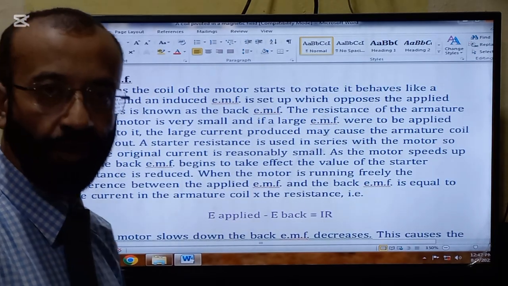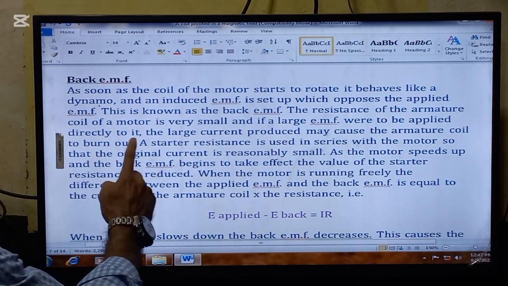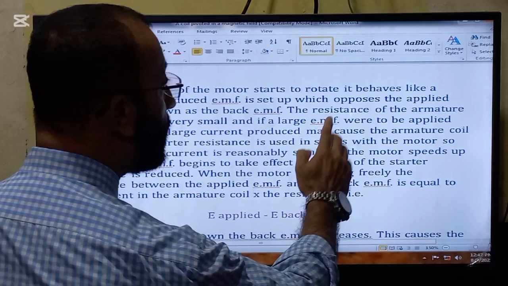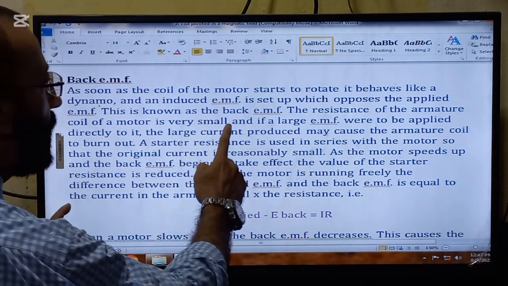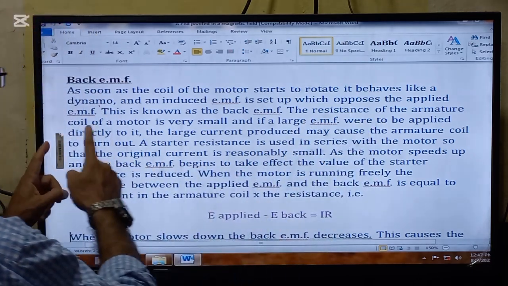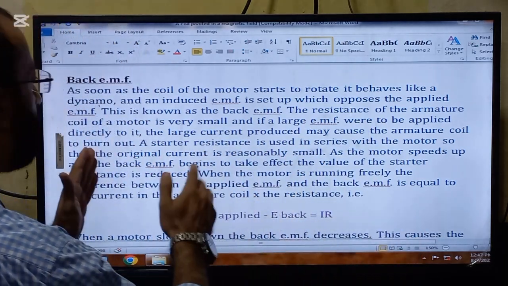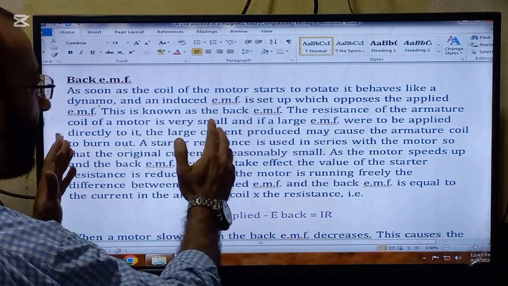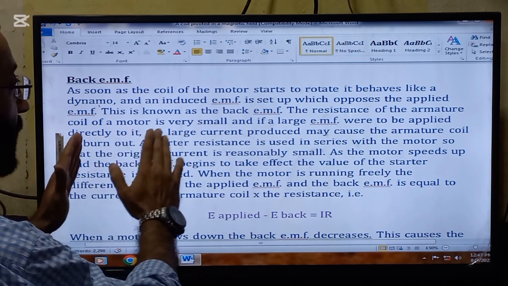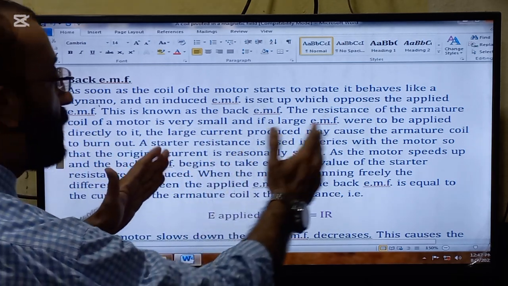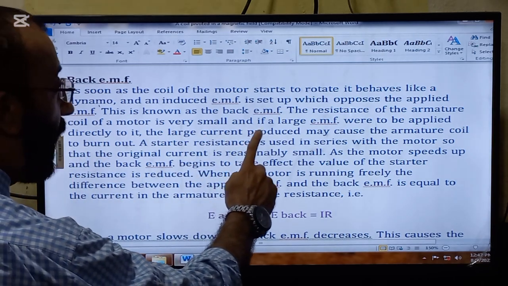The next thing that we are going to read in the lecture is the back EMF. As soon as the coil of the motor starts to rotate, it behaves like a dynamo. And an induced EMF is set up which opposes the applied EMF. So one thing is the applied EMF, and when the coil of the motor starts to rotate, it behaves like a dynamo, and an induced EMF is set up which opposes the applied EMF. This is known as the back EMF.